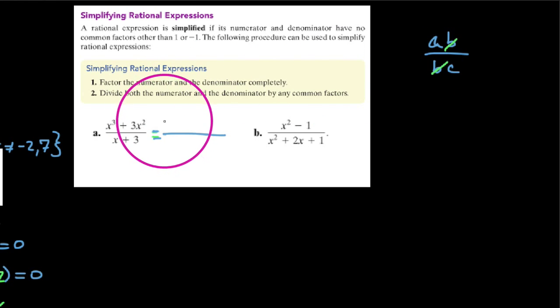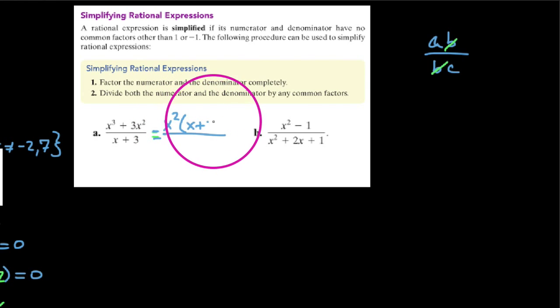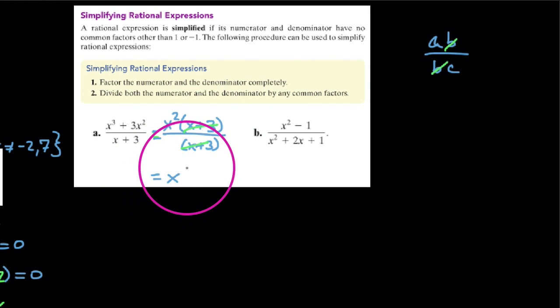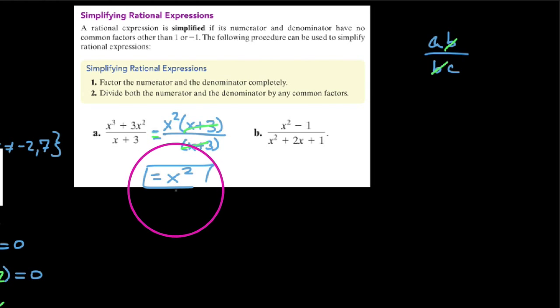Looking at the top, I noticed that they have a common factor. I almost said common denominator. A common factor of x squared. So it'd be x squared times x plus 3. And in the basement here, we have x plus 3 as our factor. So the simplified form of this expression would really just be x squared, or x squared over 1.